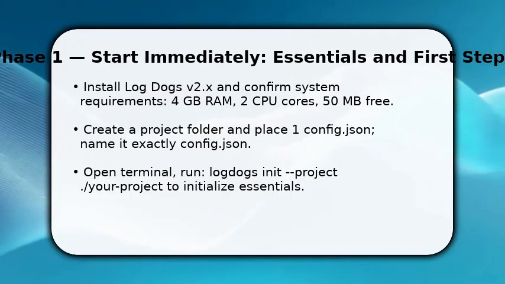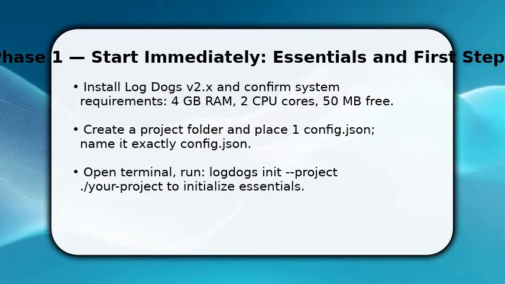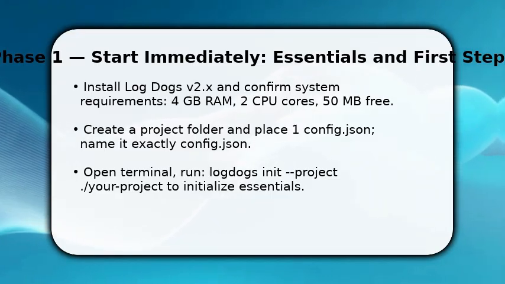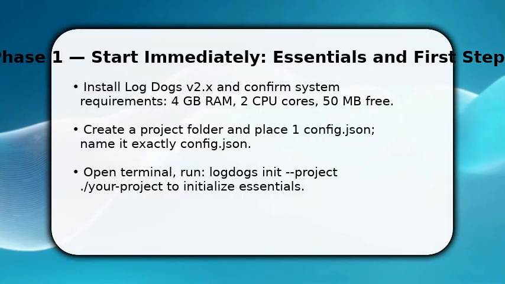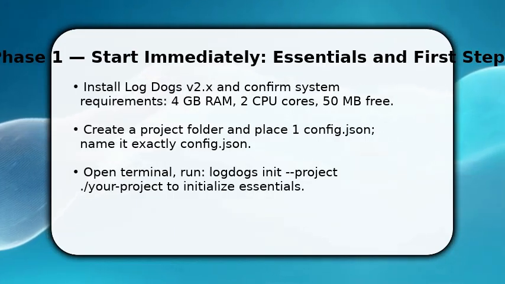You begin by preparing the environment and starting logdogs right away. Install the updated v2. Then create the project folder and add config.JSON. Run the init command in terminal to generate baseline files and watch the console for success messages. Once done, inspect the generated config to confirm endpoints and API key fields are set.